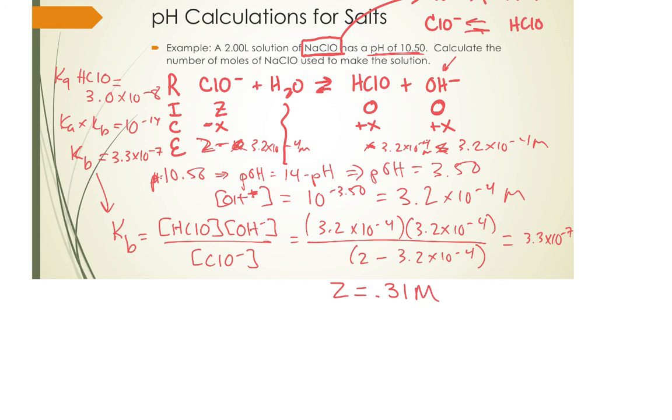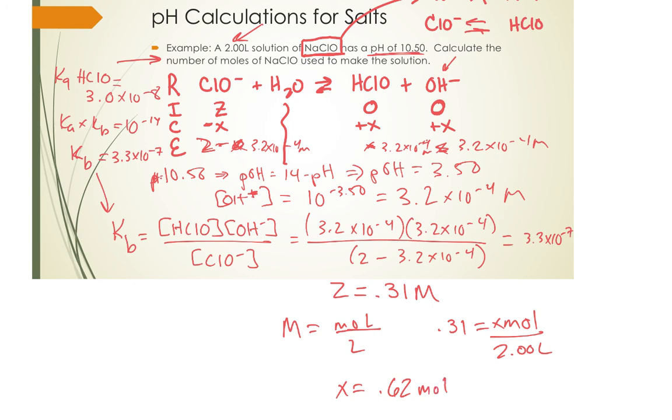Okay, so that's the molarity, but what they're asking us for is the number of moles in 2 liters of this solution. So we know that molarity equals moles per liter. So in this case, 0.31 equals the X number of moles per 2 liters. And so if I do that multiplication, X equals 0.62 moles.